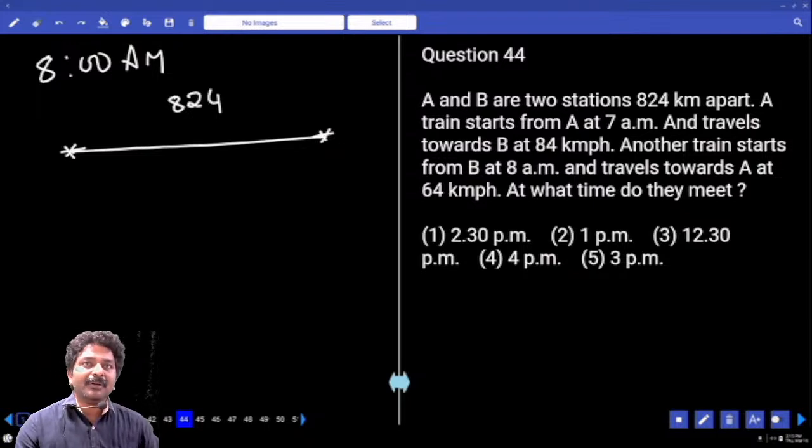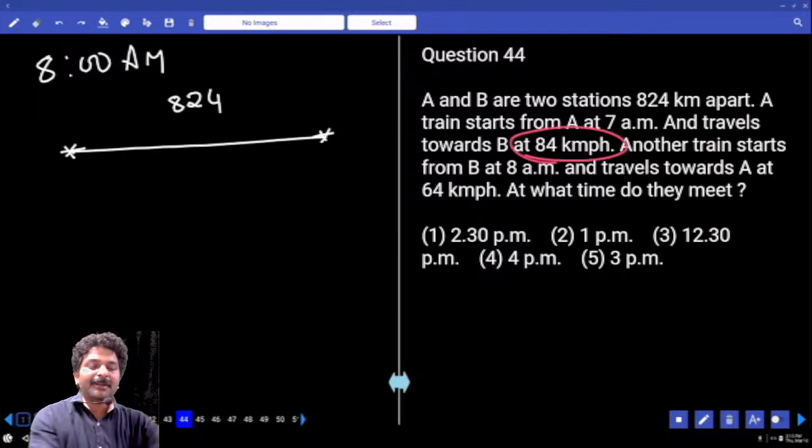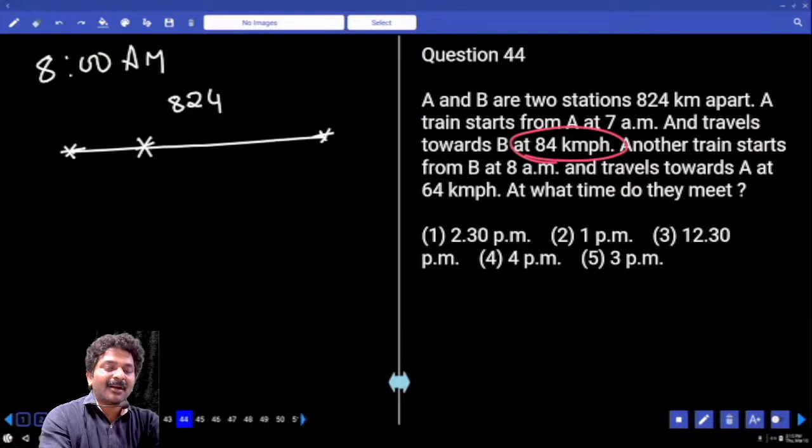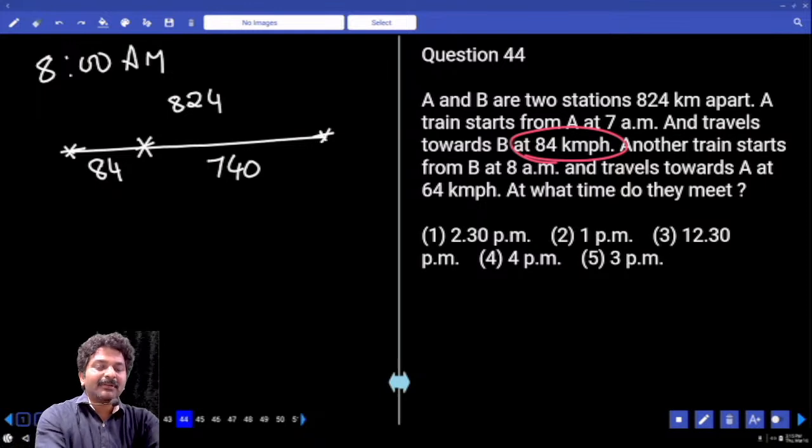Now the time is 8 o'clock. 1 hour before, the train from station A already started with a speed of 84 km per hour. That means it will already cover 84 kilometers. Then the remaining distance is 740 kilometers. To cover this 740 kilometers, both the trains are moving in opposite directions.